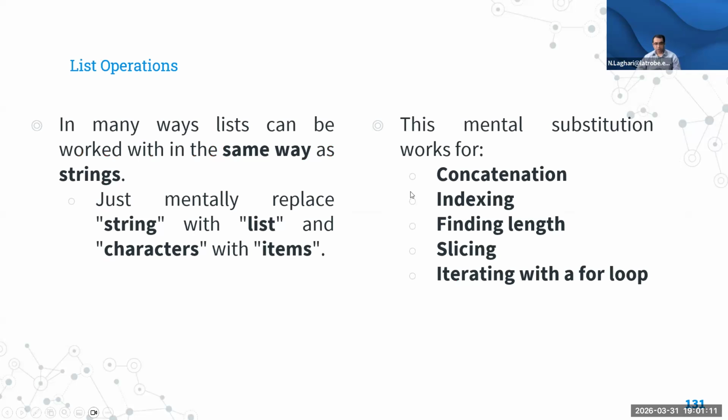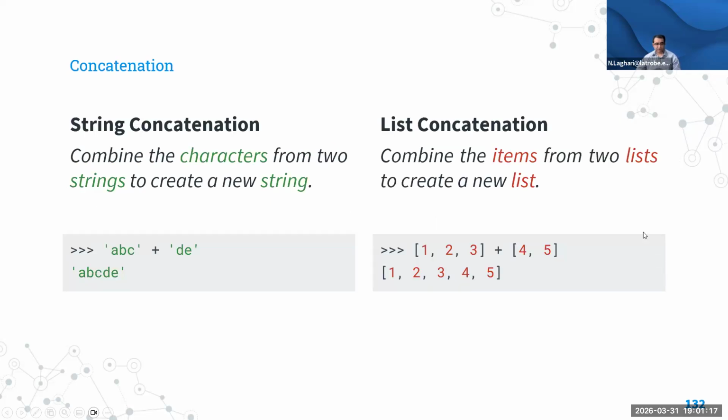Now, list operations: concatenating, indexing, finding length, slicing, iterating with loops. We'll see all that. So for string concatenation, we have seen 'abc' plus 'de'. These are concatenated like so. The lists are concatenated this way, [1, 2, 3] plus [4, 5]. They are concatenated, so they are added.